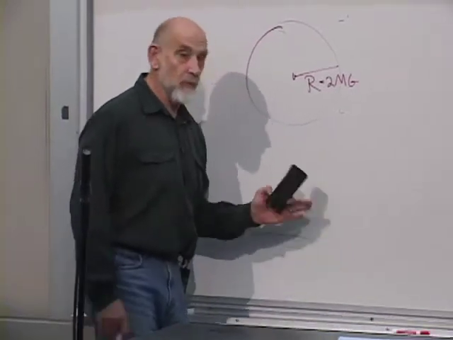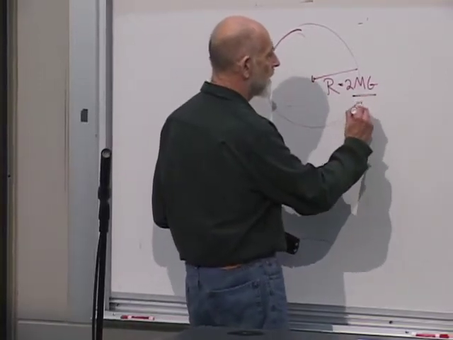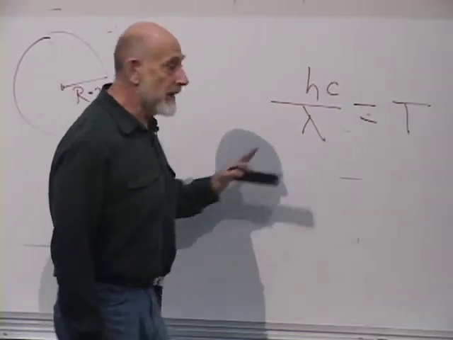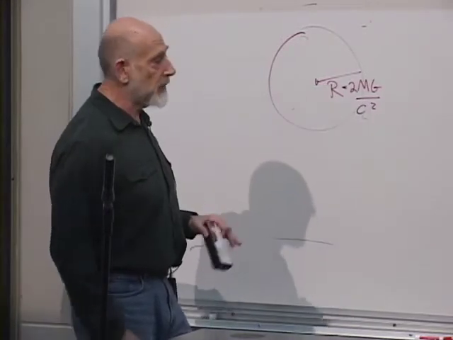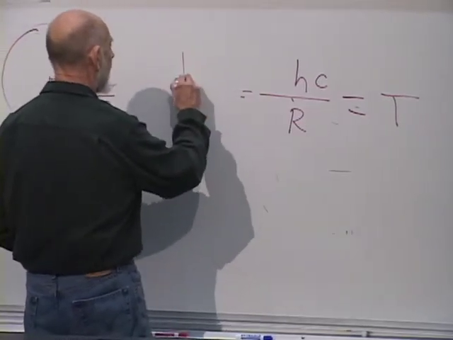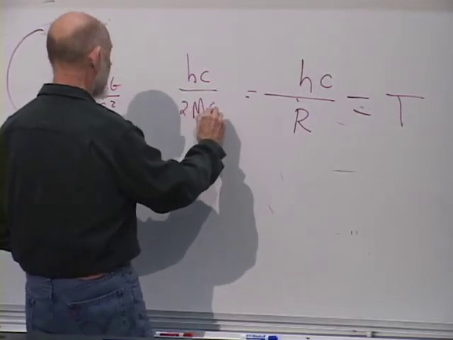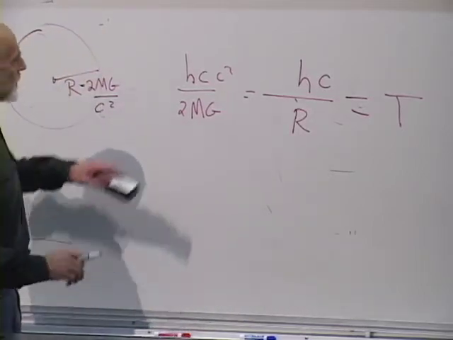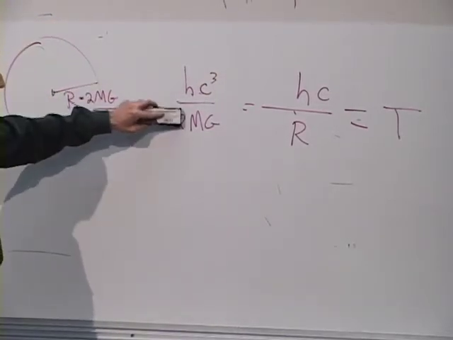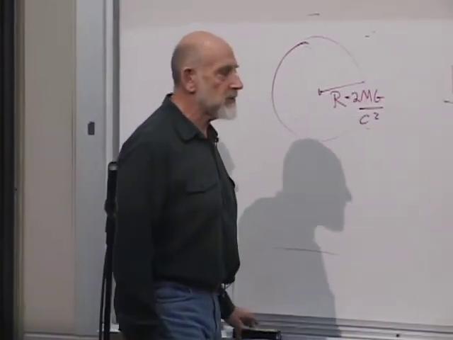Oh, since I'm keeping track of constants for the moment, I've left something out of here: c squared. Speed of light squared, yeah. All right, so that's the temperature. But remember that lambda is supposed to be chosen equal to the size of the black hole. So let's put that in. Either R or hc over twice mG and another c squared in the numerator. So Planck's constant times c cubed. And we can't trust this factor of 2. The factor of 2 is not trustworthy. I'll tell you what the right answer is in a minute. hc cubed divided by the mass times G.